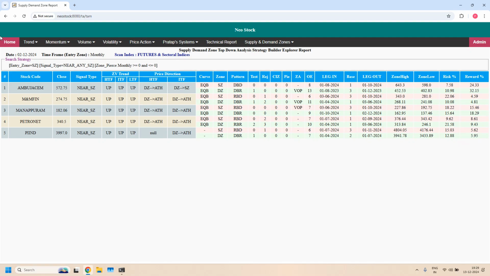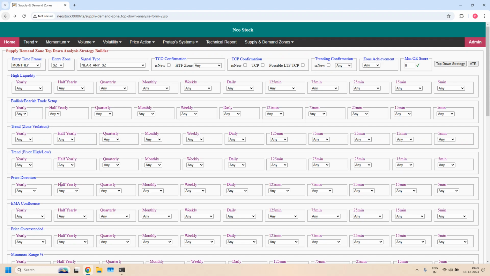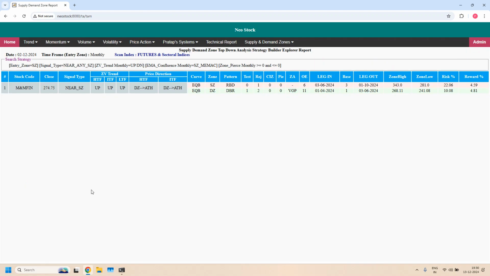Let's check if any of these stocks are having monthly EMA Confluence on the supply zones. In the EMA Confluence, monthly time frame, monthly supply zone having monthly EMA Confluence, and the trend based on zone violation at monthly time frame I am selecting up or down. One stock is filtered. The supply zone is having monthly EMA Confluence. Price also closed inside the monthly supply zone.